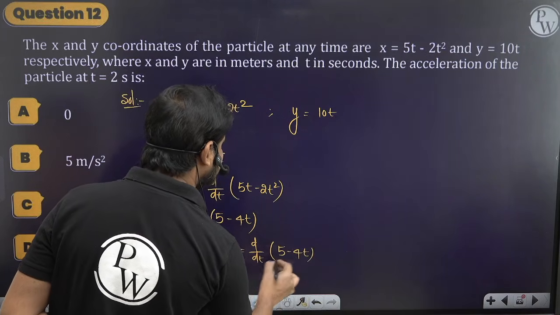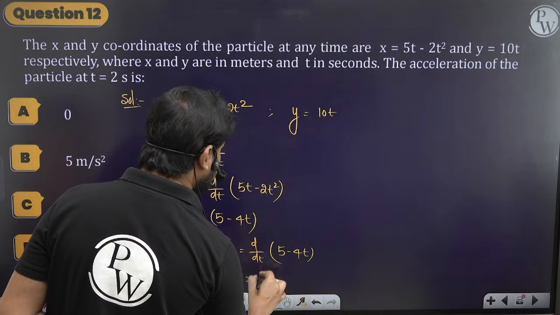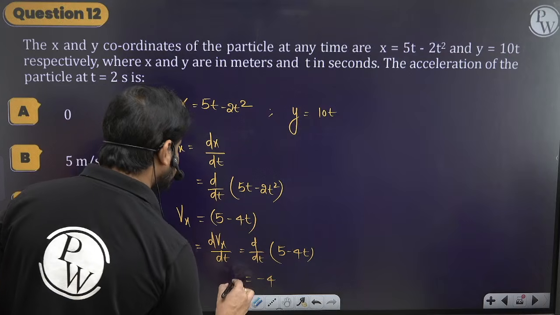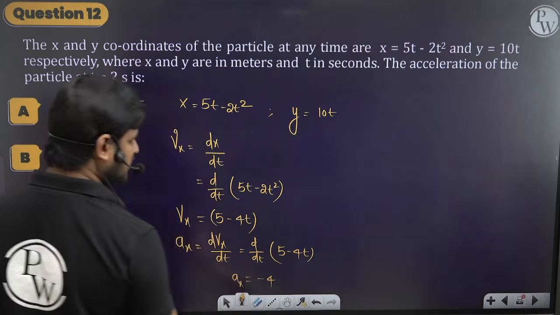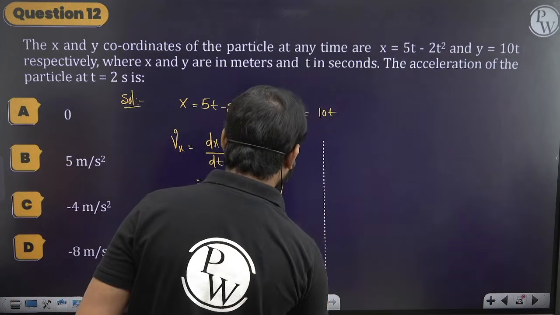The differentiation of 5 is 0, and the differentiation of minus 4t is minus 4. So ax is minus 4. So let it be. Then what is this one?